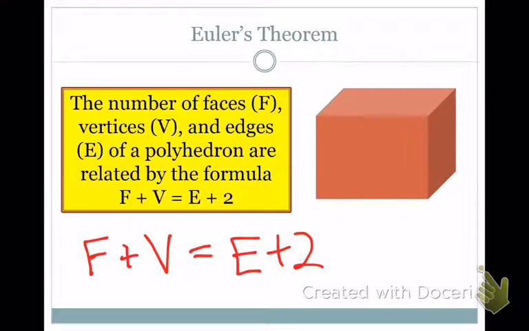All right. So we're going to use this if we know 2 of the 3. Let's say we know the number of faces and the number of vertices, then we can find the number of edges. Or if we know the number of vertices and edges, we can find the number of faces. You have to memorize this formula though. F plus V equals E plus 2.